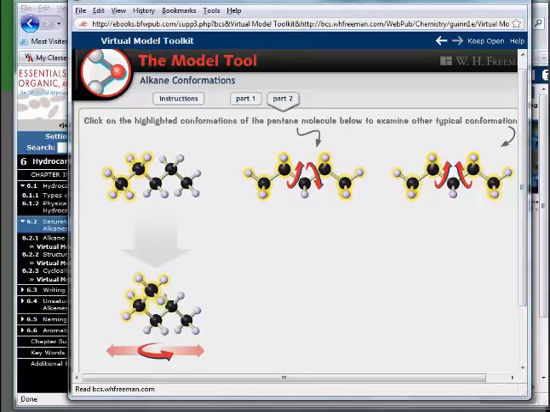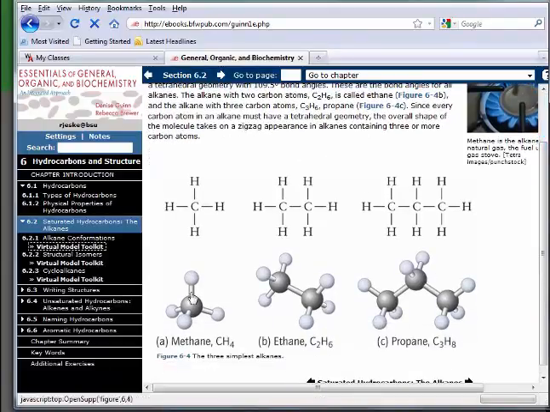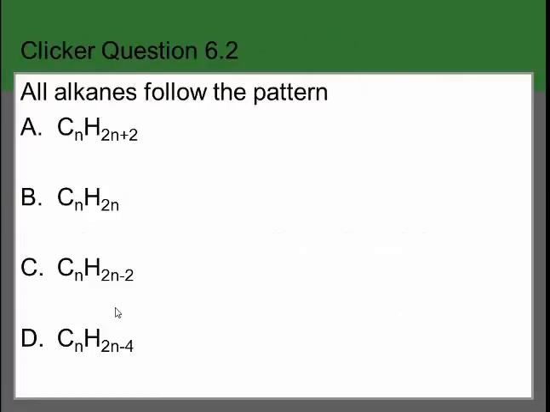And so I encourage you, whenever you see the virtual model toolkit, to take a look at that and gain some more insight into these hydrocarbons. This toolkit can allow us to visualize in a bit more 3 dimensions, more than we can visualize on paper. If you do happen to have a model kit, I encourage you to use that to make models of any drawing we see in the book, and then you can look at it in 3 dimensions. So again, we can rotate around carbon-carbon single bonds to make a new conformation. The same compound, just a different conformation.